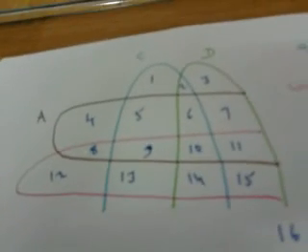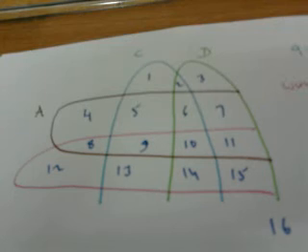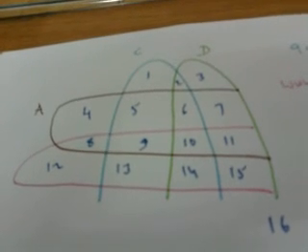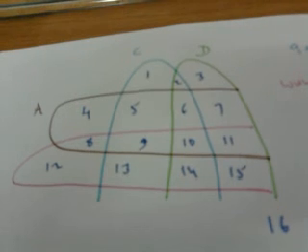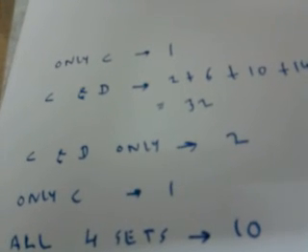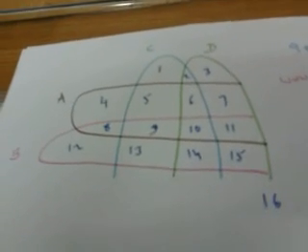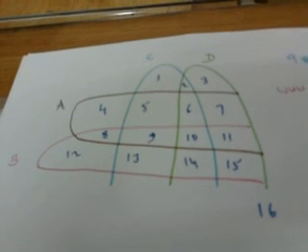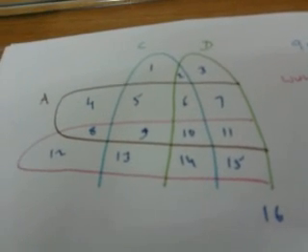If you look at C and D, then the area covered by C and D, when we say C and D, it means C and D, it may or may not include A and B. So this is covered by 2, 6, 10 and 14. Total comes to 32. But if the question is C and D only, that means A and B should not be included. So obviously C and D only is represented by 2 elements, as we can see in the blue and green borders.